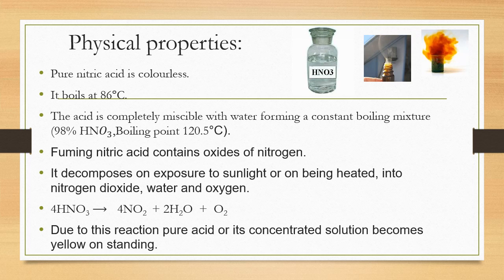So they have explained about the fuming nitric acid. What is fuming nitric acid? 98% nitric acid is called fuming nitric acid. It's called fuming nitric acid because it contains oxides of nitrogen, and when it is exposed to sunlight or heated, it can decompose to give nitrogen dioxide and water, etc.